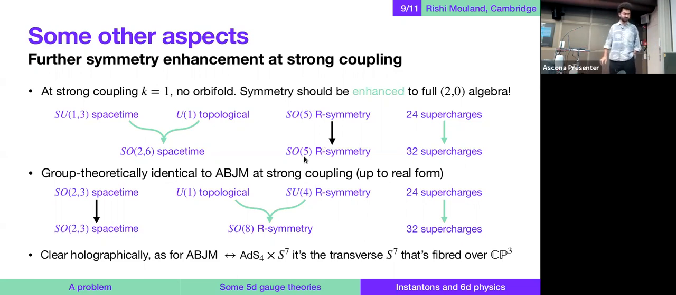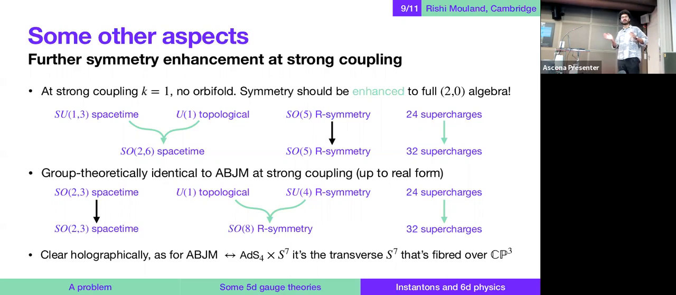Now, it's interesting to note that at a group theoretic level, once you forget about the signatures of these various groups, or the real form of the corresponding algebras, this is identical to the symmetry enhancement experienced by the ABJM theory at strong coupling. There, however, it's the topological current symmetry which buddies up with the SU(4)_R symmetry to give you an SO(8)_R symmetry. The fact that this M2, M5 analogy works is actually really clear holographically.